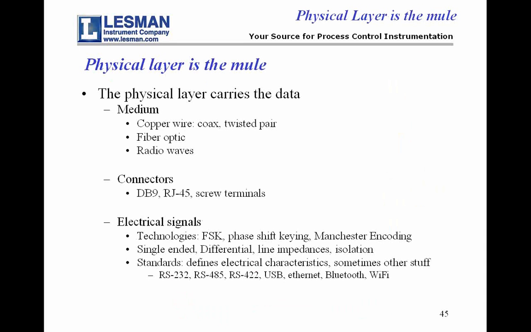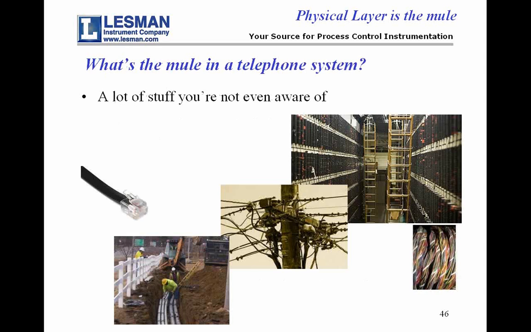How does this relate to industrial communications? Well, the mule is the physical layer in this OSI model, and the physical layer carries the data. That's the important part. It carries the data. It does so through a medium. That medium can be copper wire, fiber optic, or radio waves. When you go to hook all this up, you've got some connectors, but essentially it's going to carry electrical signals back and forth in order to make this all work. And those electrical signals are going to implement various technologies. They're going to have various terms, but essentially they're going to be standards that define what voltages you're going to have and what rates they're going to transmit data back and forth at.